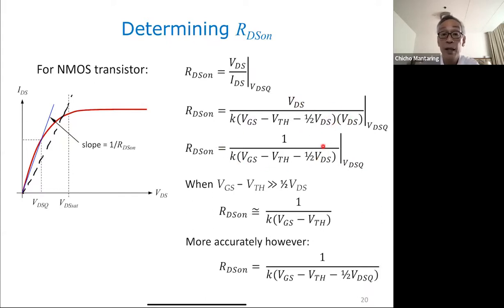There's one left, and I have to evaluate this at this particular value of VDS, which we call our operating point VDSQ. So if I do that, I'm going to come up with this expression. This is a more accurate method of determining RDS on. We usually use the approximation in digital circuits, because in digital circuits VDS is usually small. But this is the more accurate way of determining RDS on. Any questions?